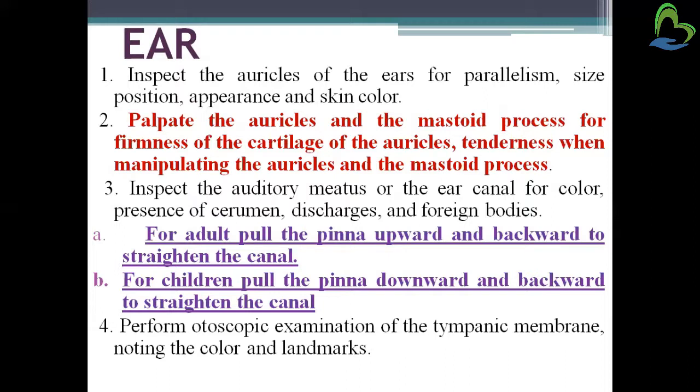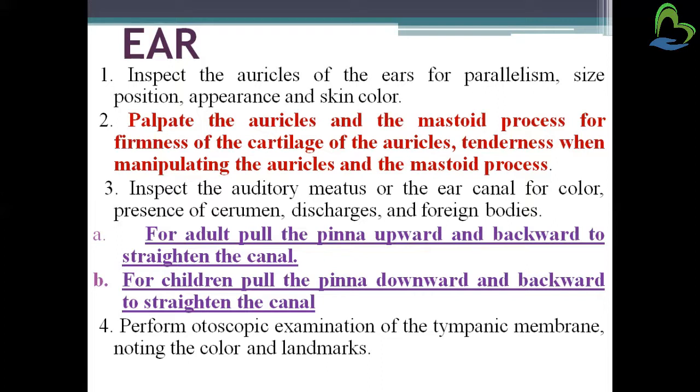Then next is the palpation. Palpate the auricle and the mastoid process for firmness of the cartilage of the auricle and tenderness when manipulating the auricle and the mastoid process. Inspect the auditory meatus or the ear canal for color, presence of sediment, discharge, and foreign body. Sometimes many kids and children have foreign body accidents, as we have seen in hospitals. We also have to observe for wax, which we usually remove, so we have to inspect the ear for that.